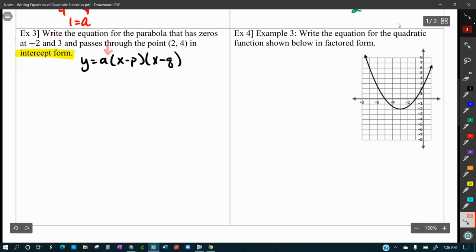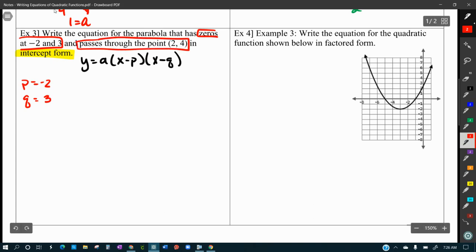But I need the a value. So in addition to p and q, I also need a random x and y in order to help me solve for a, which I have an x and y right here at 2, 4. So let's box in our important pieces. Zeros at negative 2 and 3, so that means that p is negative 2 and q is a positive 3. Doesn't matter which one you call p and q, just make one of them p and one of them q. And then it passes through the point 2, 4, which is the x and the y.